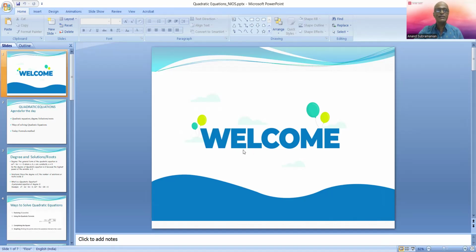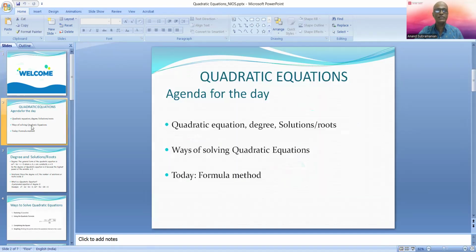So now you see here, quadratic equations. The agenda for the day: what are we going to see? What is a quadratic equation? What do you mean by degree and solutions? We have already seen in the linear equation, but again we are going to see ways of solving quadratic equations. There are four ways, out of which today we will see only the formula method.